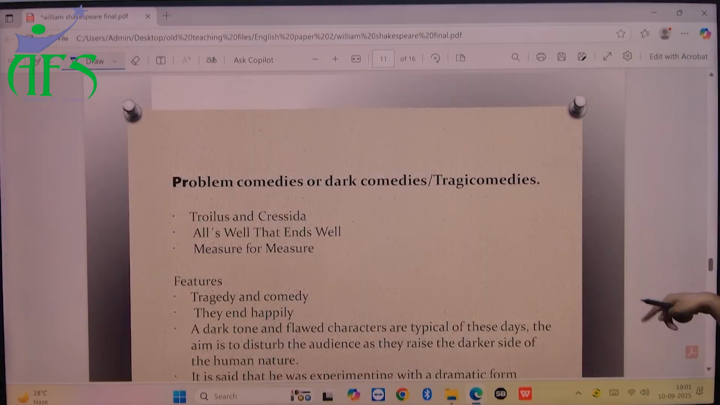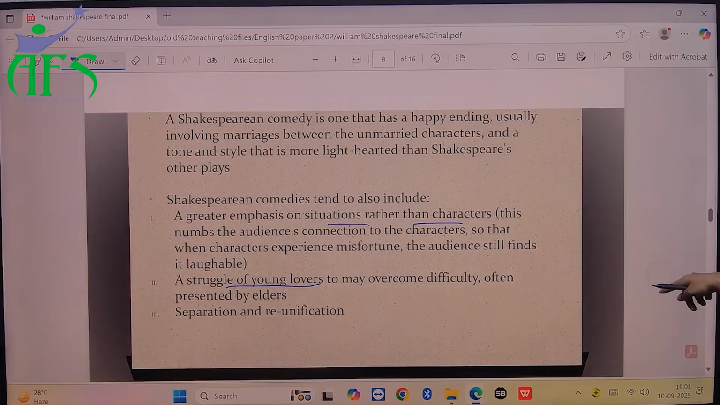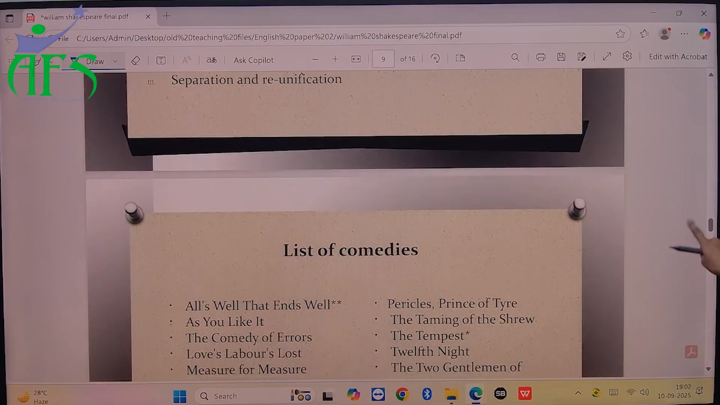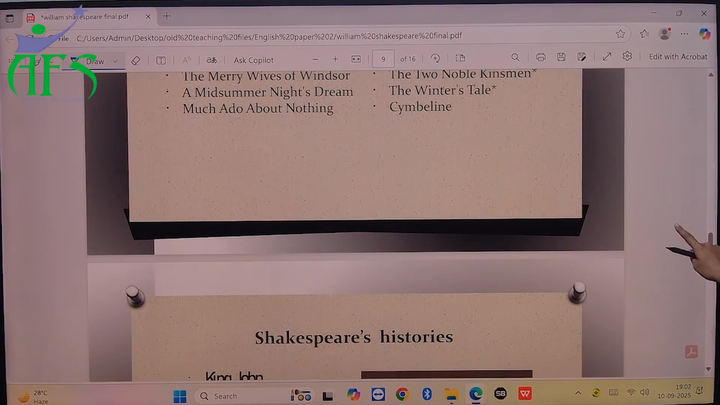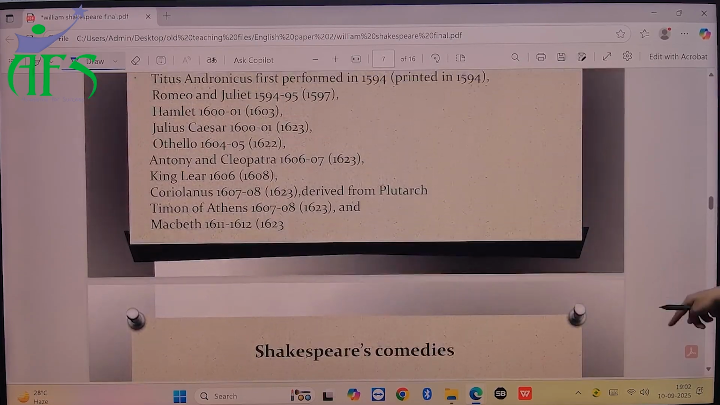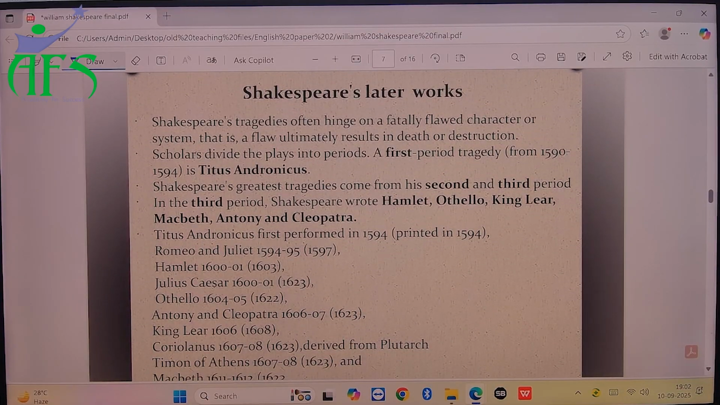Before moving towards William Shakespeare's sonnets, let's talk about his later work. Shakespeare's tragedies often hinge on a fatally flawed character or system. There is a flaw ultimately resulting in death or destruction. So scholars divided the plays into periods.